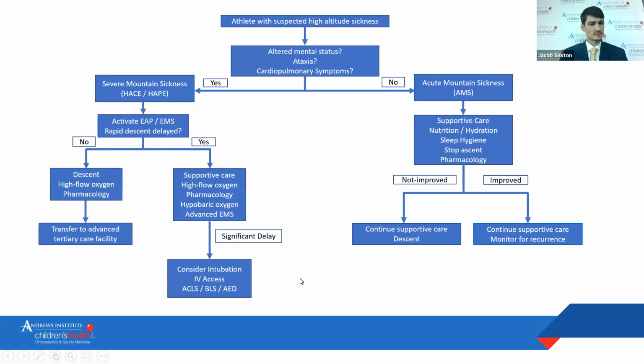So, as with the other topics, here's my algorithm for altitude illness. It's pretty straightforward as well. First question when you're dealing with acute mountain sickness or high altitude pulmonary edema or cerebral edema: is there evidence of any altered mental status, ataxia, or cardiopulmonary symptoms?